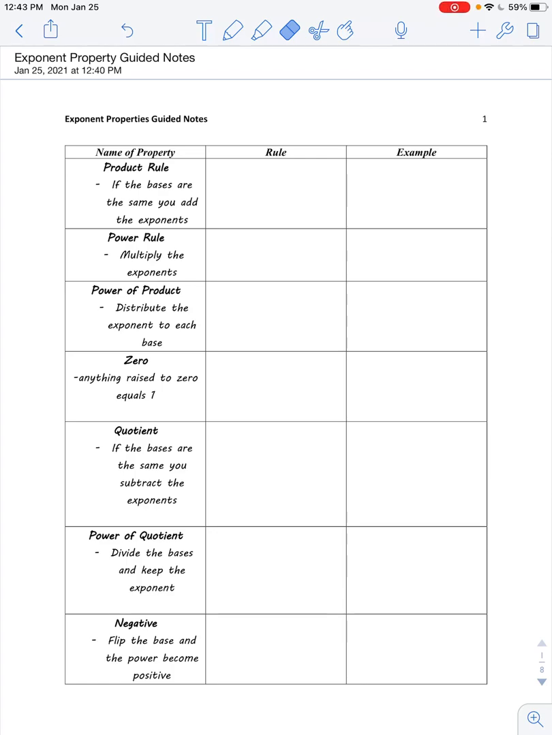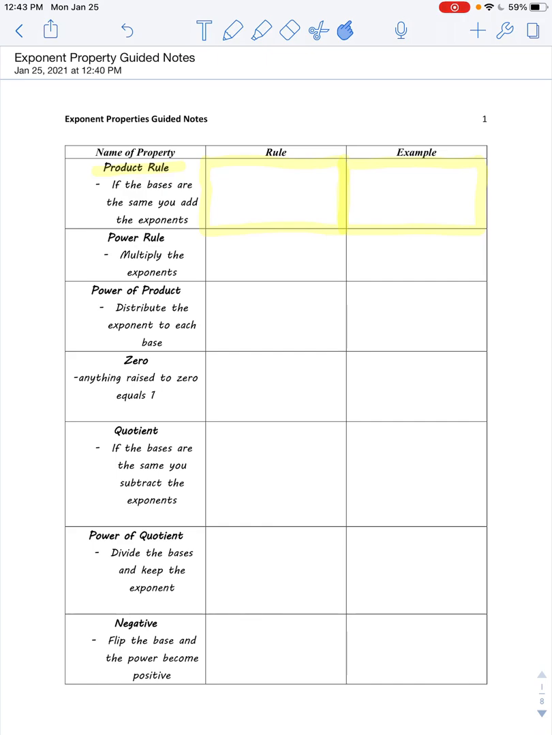Okay, so our next unit is dealing with exponents. It's what happens when you multiply and divide exponents that have the same bases. This first page of your notes has the name of the properties and then the rule in word form underneath it. When we're done with today's notes, we'll be able to fill in the rule part and then the example part. But we're going to do that at the end, because if I do it now, it's just not going to make any sense to you guys, okay?